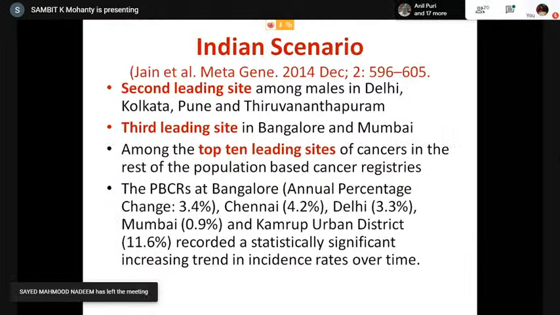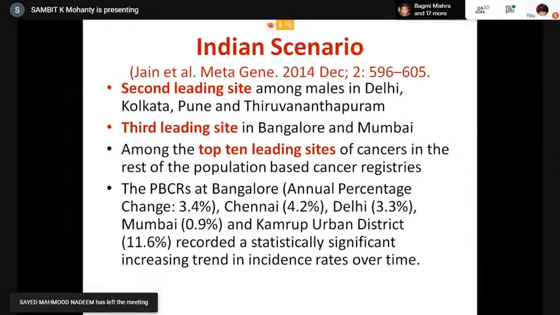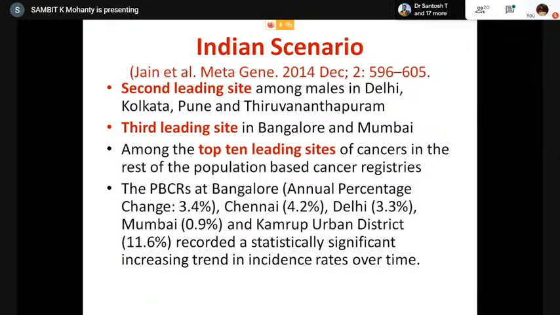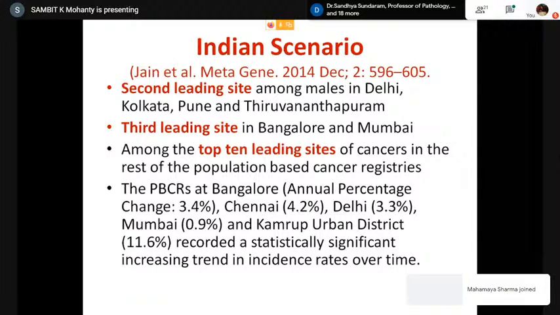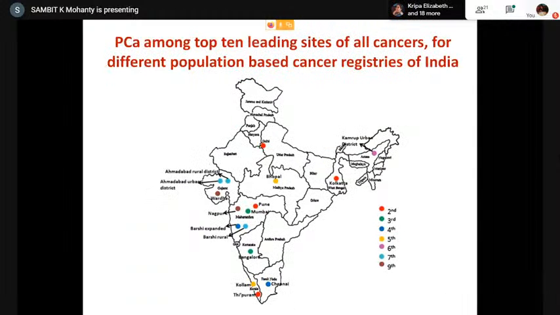Prostate cancer is the first leading site, not the second, among males in Delhi, Kolkata, Pune, and Trivandrum. The second is Bangalore and Bombay. Among the top 10 sites, these are the annual percentage statistics. It was published about 6 years ago, starting from Chennai, Delhi, Mumbai, but the changes now, Delhi is picking up as the highest. So these are the top 10 sites in India with prostate cancer.